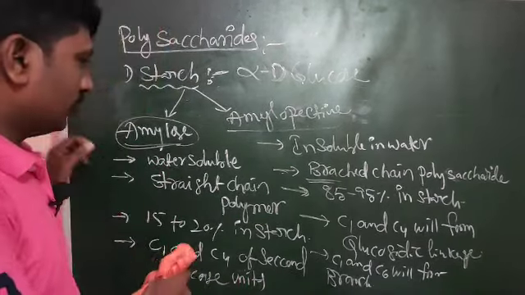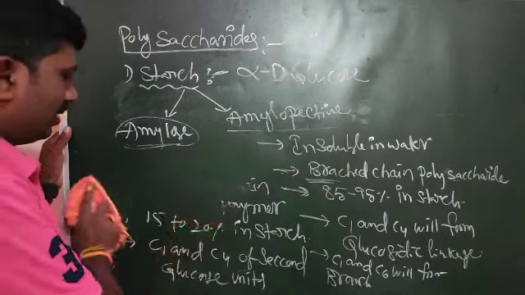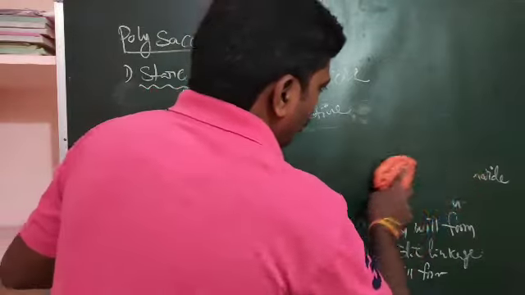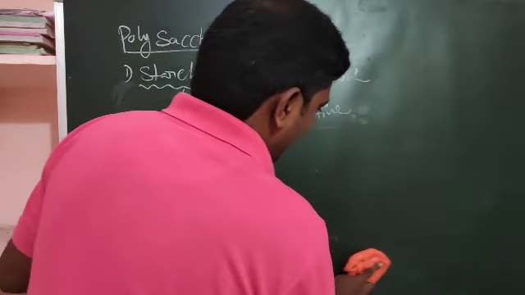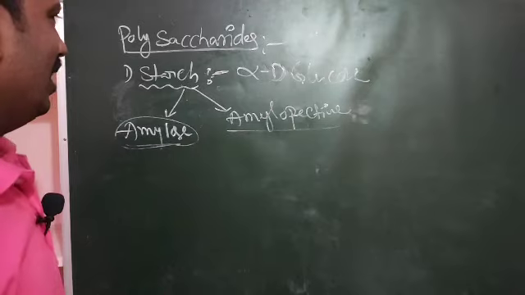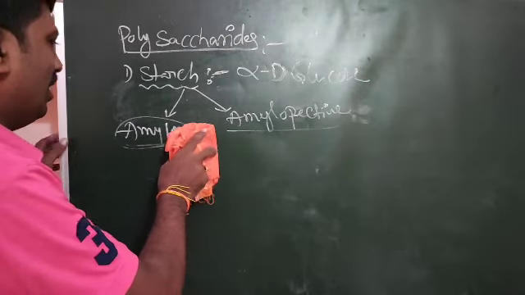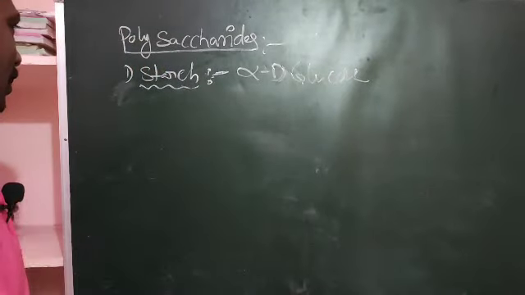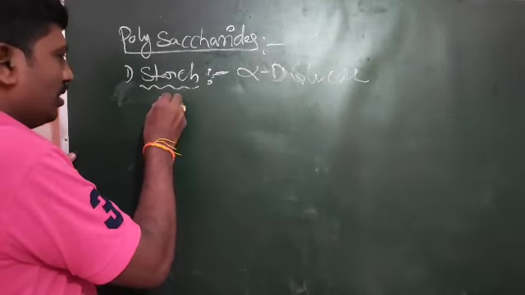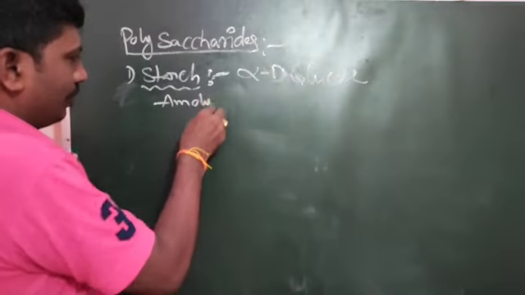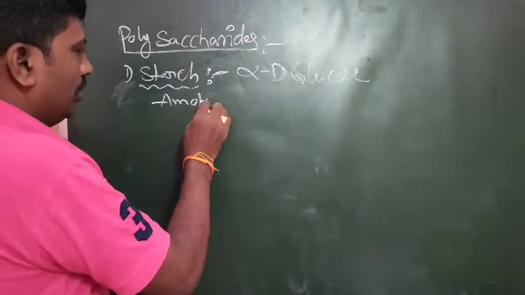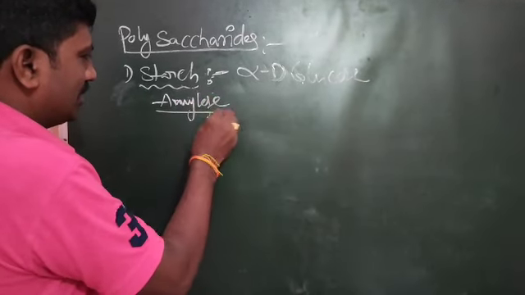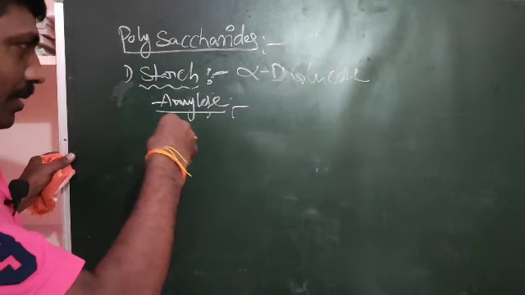So, okay, I will erase this. This is about amylose and amylopectin present in starch. Starch is the main food storage for plants and animals. First, how will the structure of amylose be? We will discuss it.